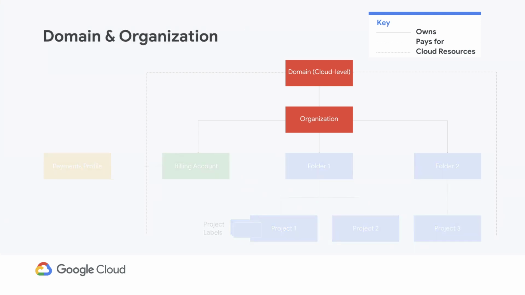Everything you'll manage in Google Cloud is under your domain and organization. They're kind of like an umbrella. If you're an individual user with a G Suite or Cloud Identity account, you may not have an organization, which means that some features won't be available to you until you create one.